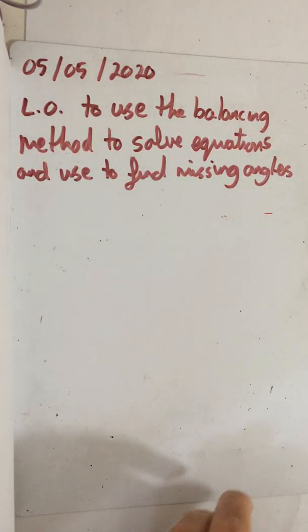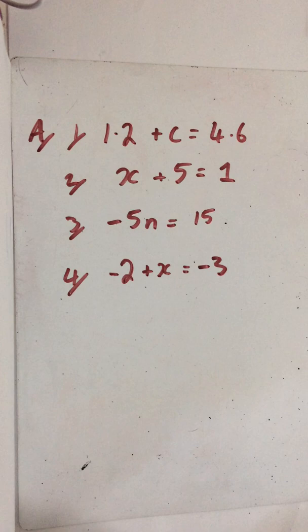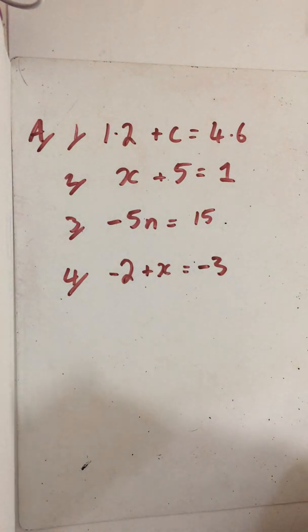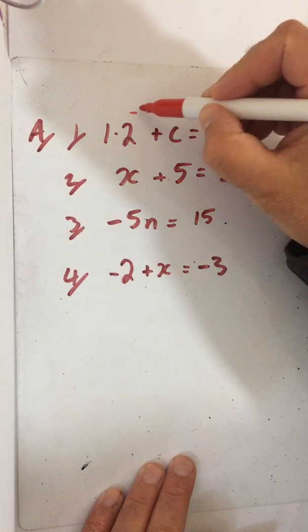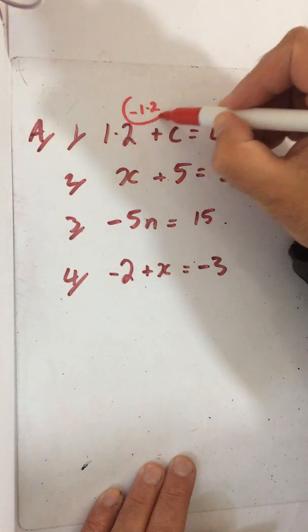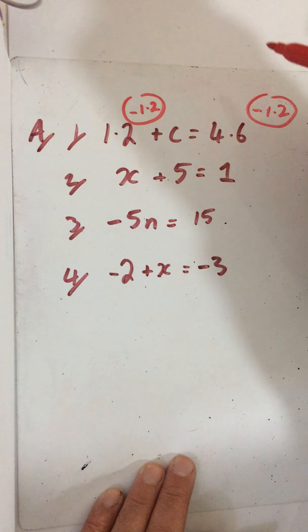Have a go at these. If you have any problems with them, please email me and ask. And remembering, you're using the balance method. So in this case, I'm going to have to minus 1.2 here, aren't I? And then minus 1.2. So I'm doing the same to both sides.